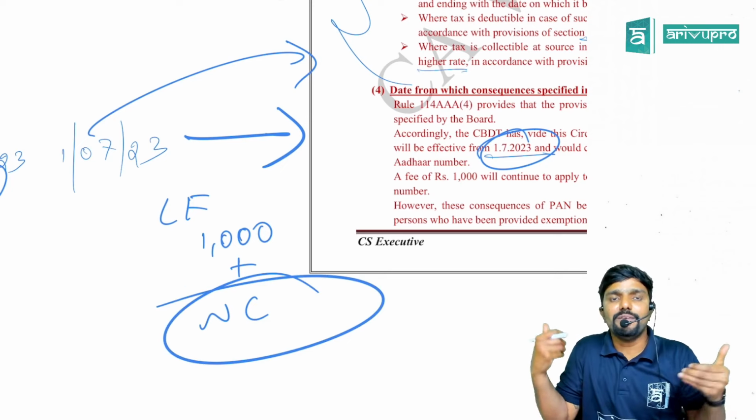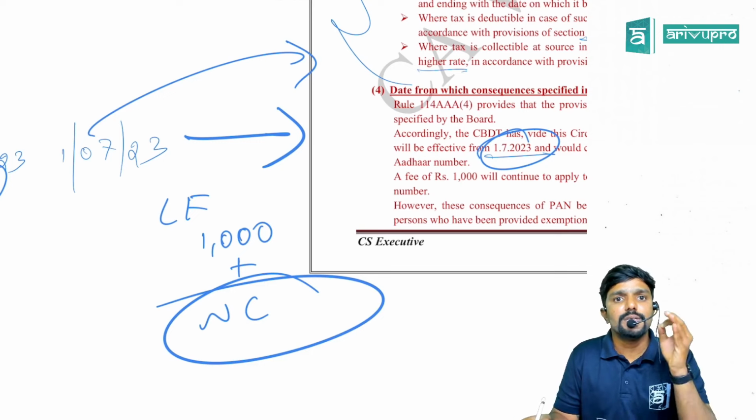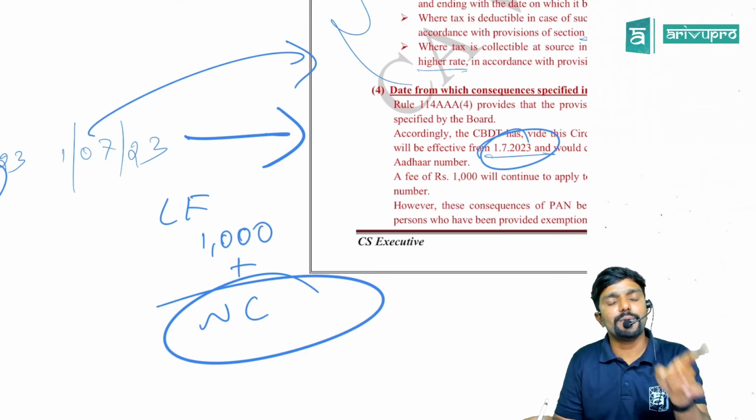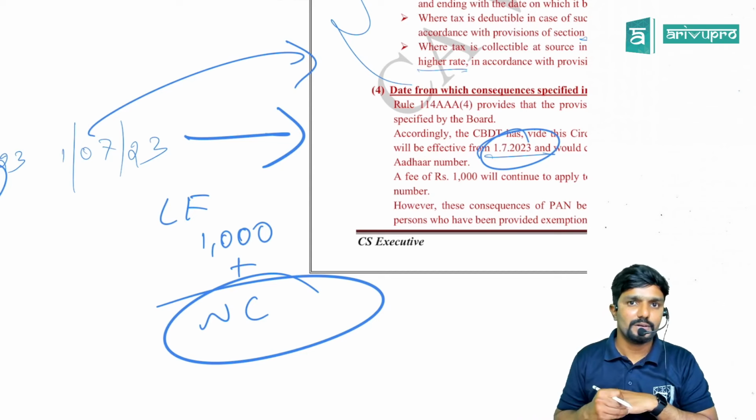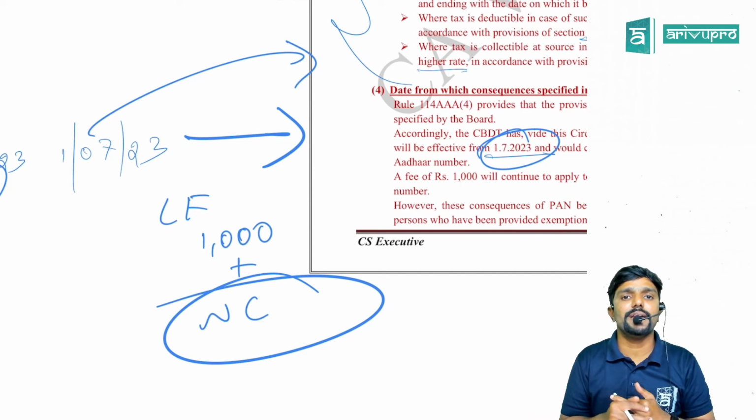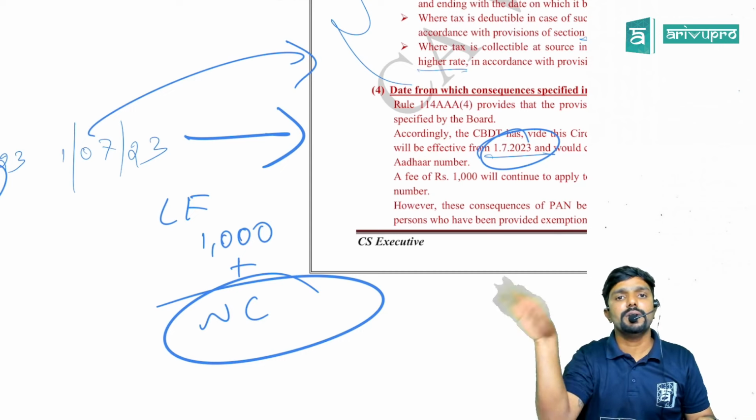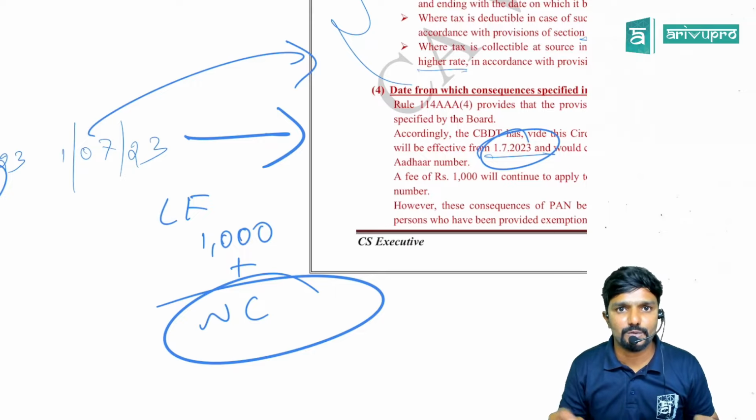Sir, when will I come out of negative consequences? Only within 30 days of your inoperative PAN becoming operative. Clear? Once you link your Aadhaar by paying a late fee, then within 30 days your inoperative PAN will become operative. From the day your inoperative PAN becomes operative, you will come out of the negative consequences.